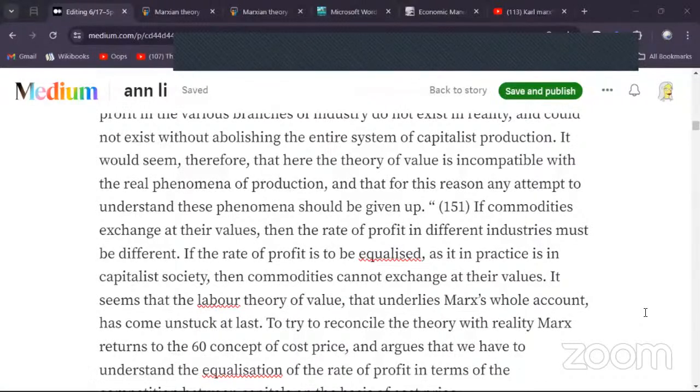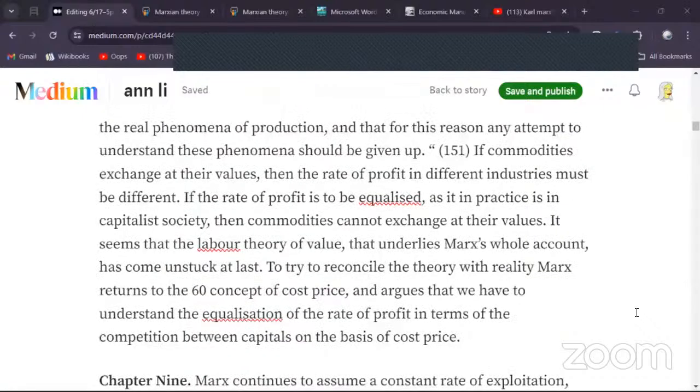If commodities exchange their values, then the rate of profit in different industries must be therefore different. If the rate of profit is to be equalized, as in practice it is in capitalist society, this is an assumption that Marx is making in order just to get his numbers to work, then commodities cannot exchange their values. It seems that the labor theory of value that underlies Marx's whole account has become unstuck at last. To try and reconcile the theory with reality, Marx turns to the concept of cost price.